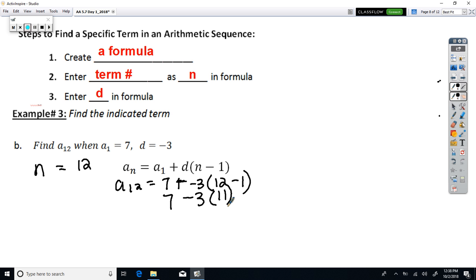Yeah, okay, you're good. And then what will I get when I simplify that? Negative 26. 7 minus 33. Okay.